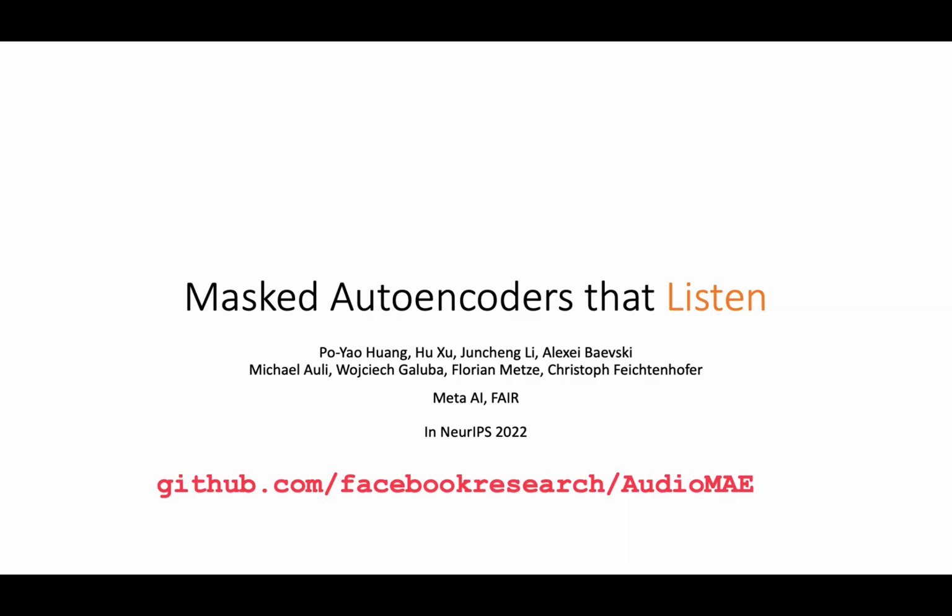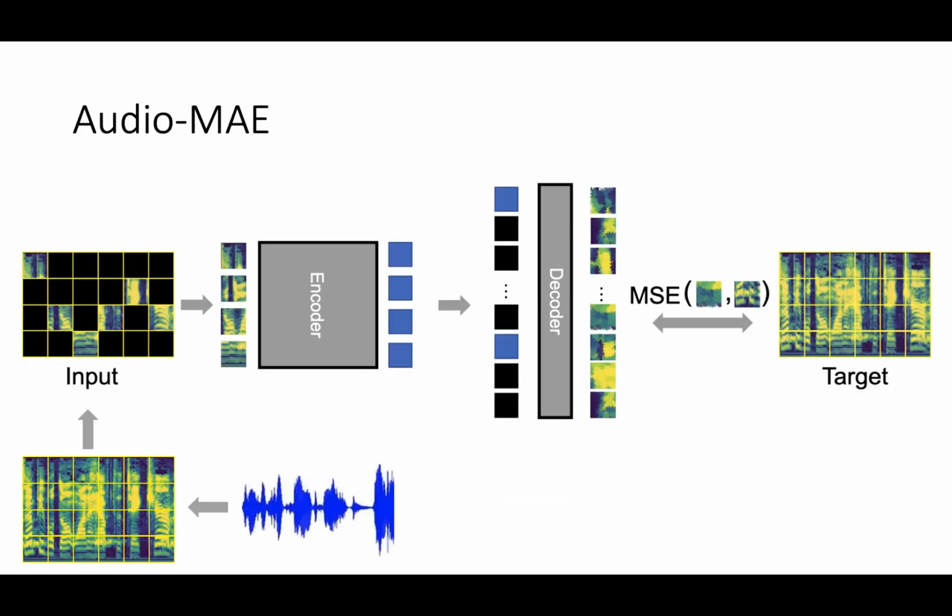So how does it work? It's actually very simple. The input is a raw audio waveform that is first converted into a spectrogram representation. A spectrogram is just a short-term Fourier transform that basically has two axes. One is the frequency, one is the time dimension.